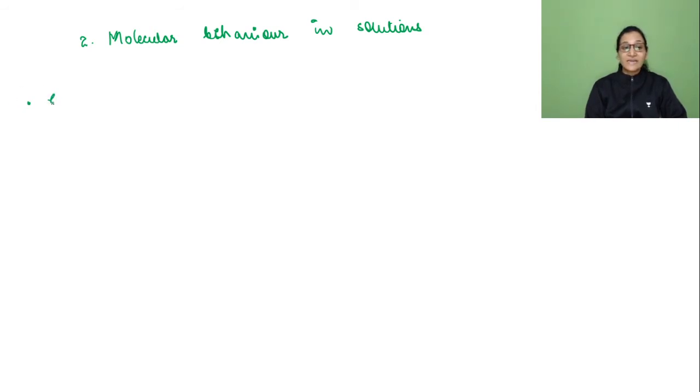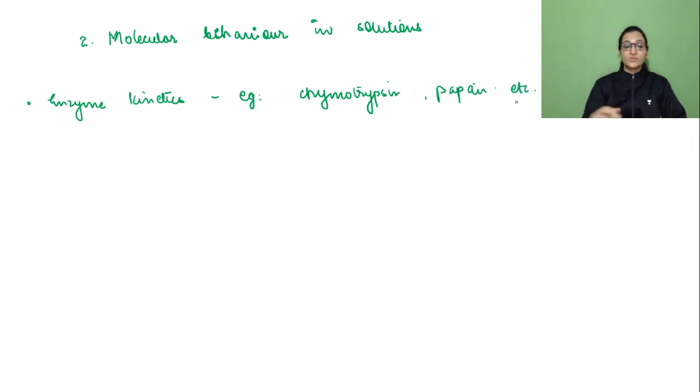Then enzyme kinetics, very important. Enzyme kinetics, for example for chymotrypsin, papain, then pepsin, ATPase, etc. So molecular behavior can be understood with the help of NMR.